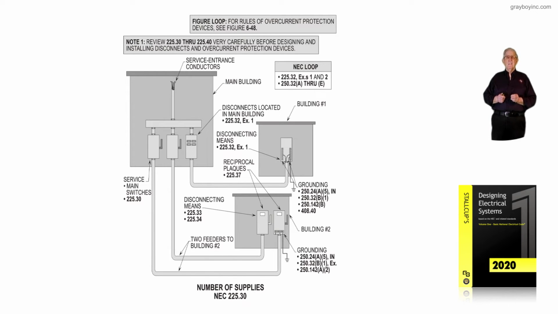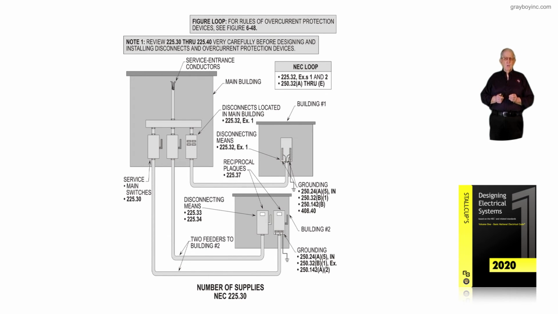And notice in the NEC loop, there are instructions to understand this more fully, which is to review 225.32, exceptions 1 and 2, and 250.32(A) through (E) in the NEC loop. Also review 225.33 if you are going to have only one main in building 1 or 2.